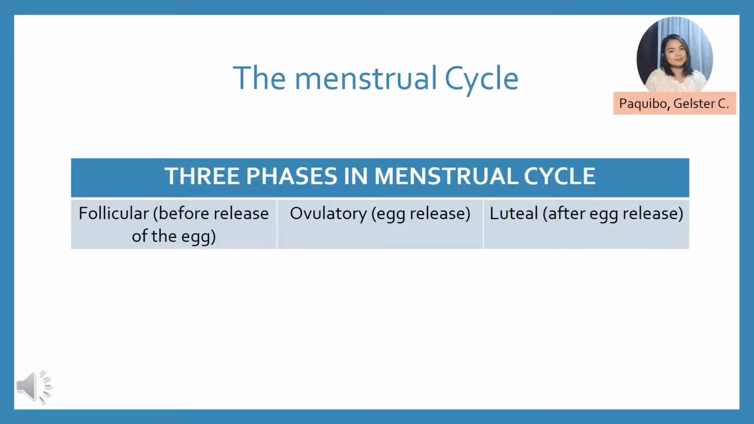There are three main factors affecting the production of hormones in females. First is the menstrual cycle, second the pregnancy, and third the menopausal stage. Now we will be discussing the menstrual cycle. The menstrual cycle in females first happens during puberty, and there are three phases in the menstrual cycle, which are the follicular phase, the ovulatory phase, and the luteal phase.